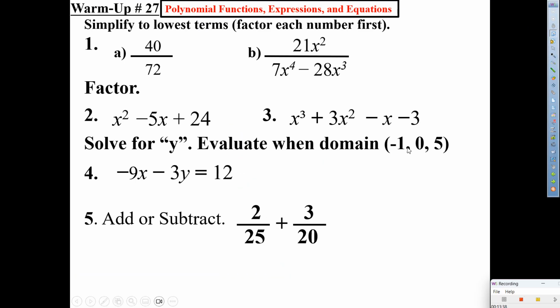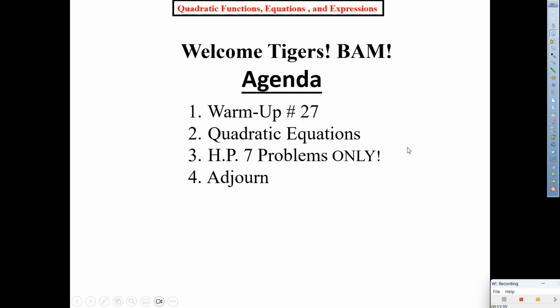Anyways, copy the agenda, please. Agenda: warm-up number 27, quadratic equations. Home play is 7 problems only. Once again, stay focused, please. It's going to go pretty fast.